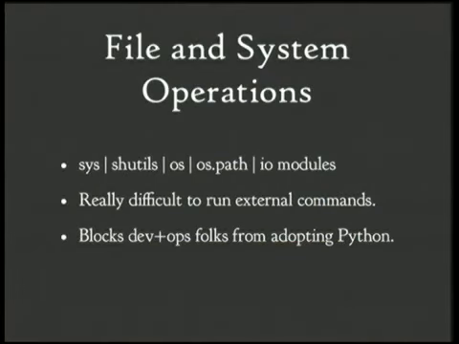So file and system operations can be a bit clumsy when you're working with Python. Does anyone ever have this problem of sys, shutil, os, os.path, io? Like you, I always have to look up which module the function I'm looking for is in. It's very unclear to me which one is actually used for what.